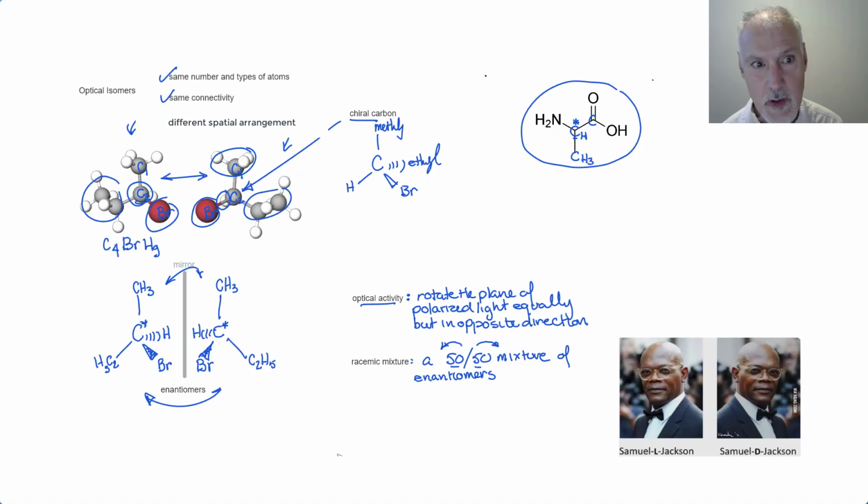So to finish, stereoisomers share the same numbers and types of atoms. They share similar connectivities, but they have different spatial arrangements. And those different spatial arrangements can happen because of a ring structure, or a double bond in the case of cis and trans isomers, or a chiral carbon in the case of optical isomers.